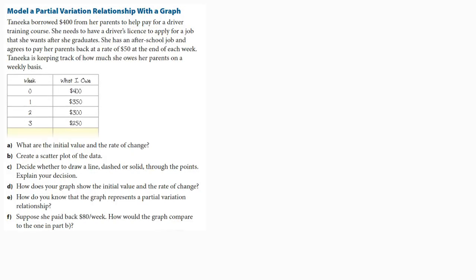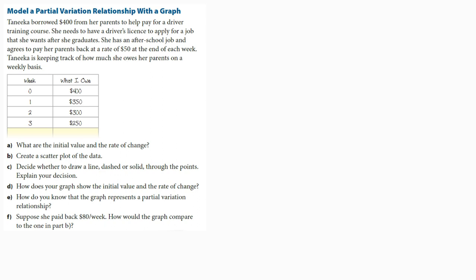Okay, now we're going to look at a direct variation and what the graph might look like. So Tanika borrowed $400 from her parents to help pay for driver training. She needs to have a driver's license to apply for a job that she wants after she graduates. She has an after-school job and agrees to pay her parents back at $50 at the end of each week.